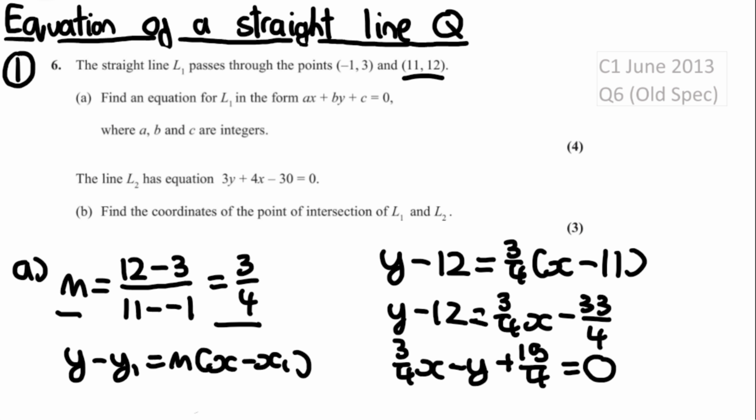So the way you can do this is to times everything by 4 to get 3x minus 4y plus 15 is equal to 0, and this is the correct answer, although once again you could times everything by minus 1, so it could be minus 3x plus 4y minus 15 if you rearranged it the other way, and that would be a valid answer as well.